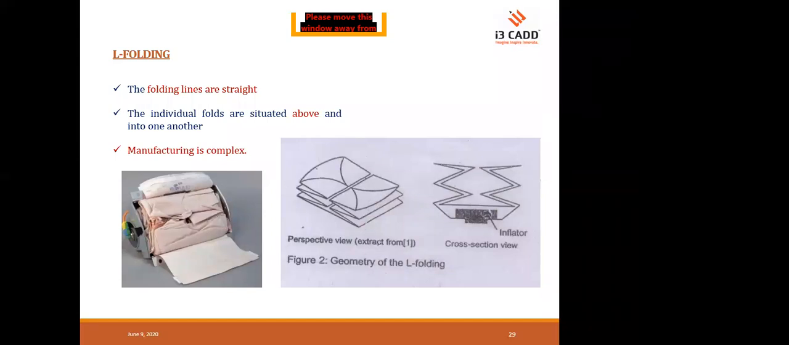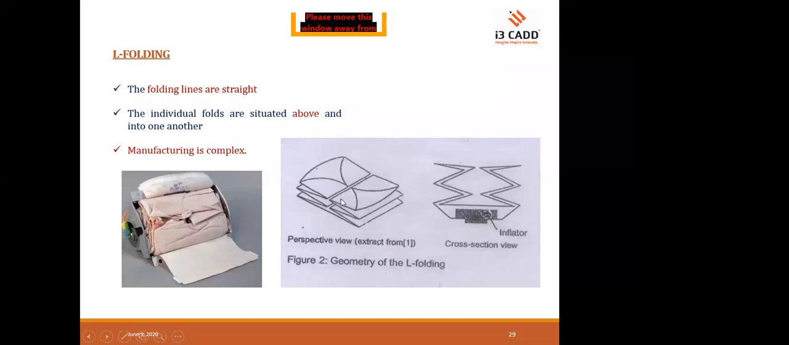So regarding the L folding, you can see here, the individual folds are situated one above another. There will be a zigzag manner here. Right to left and then folded left to right, then folded right to left, like that they will make it in a zigzag manner, and the individual folds are situated one above the other. And one more thing, while folding, here the folding lines are straight, right, because of the sharp edge produced during the folding.